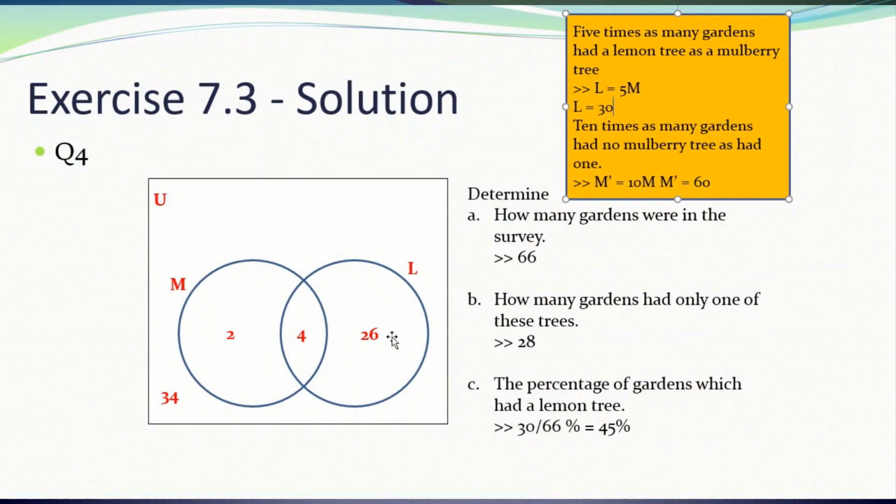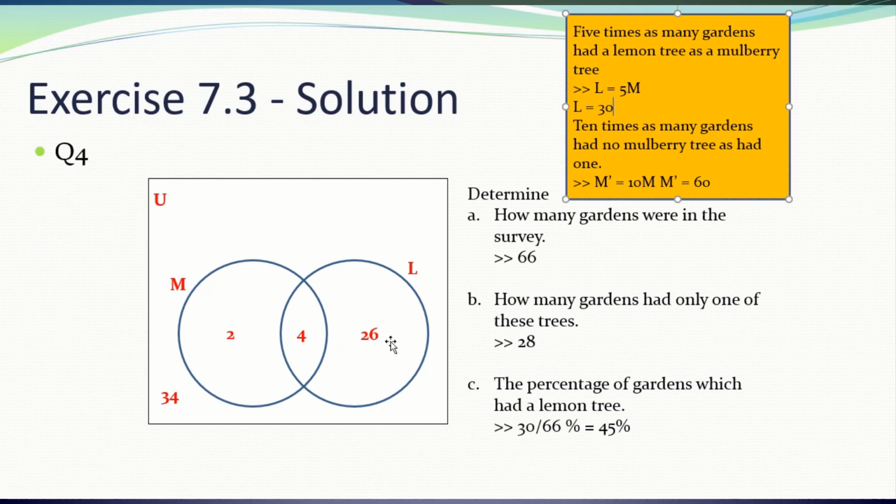Outside must be 60. So this should be 34. Okay, so this is how you basically get it done. All right, how many gardens were in the survey altogether? You total up, you'll get that 66. How many gardens had only one of these trees? Only one. That means they only had a mango tree, only had a mulberry tree, only had a lemon tree.